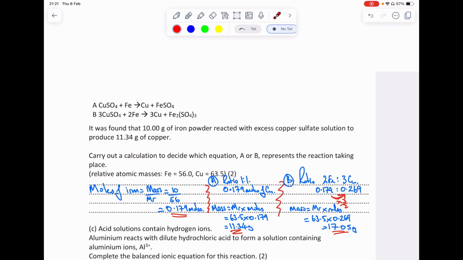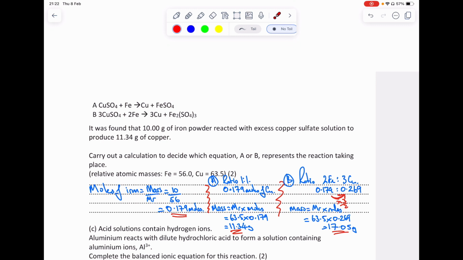We're told that 10 grams of iron powder is reacted with an excess of copper sulfate, and it produces 11.34 grams of copper. So I'm trying to find which reaction, A or reaction B, fits this data. Okay, so the first step, as always, is working out how many moles of iron there are inside this mass. So moles of iron is the mass divided by the Mr. The mass is 10. The Mr, we're told here that iron is 56. So I've got 10 divided by 56, and I get this many moles.